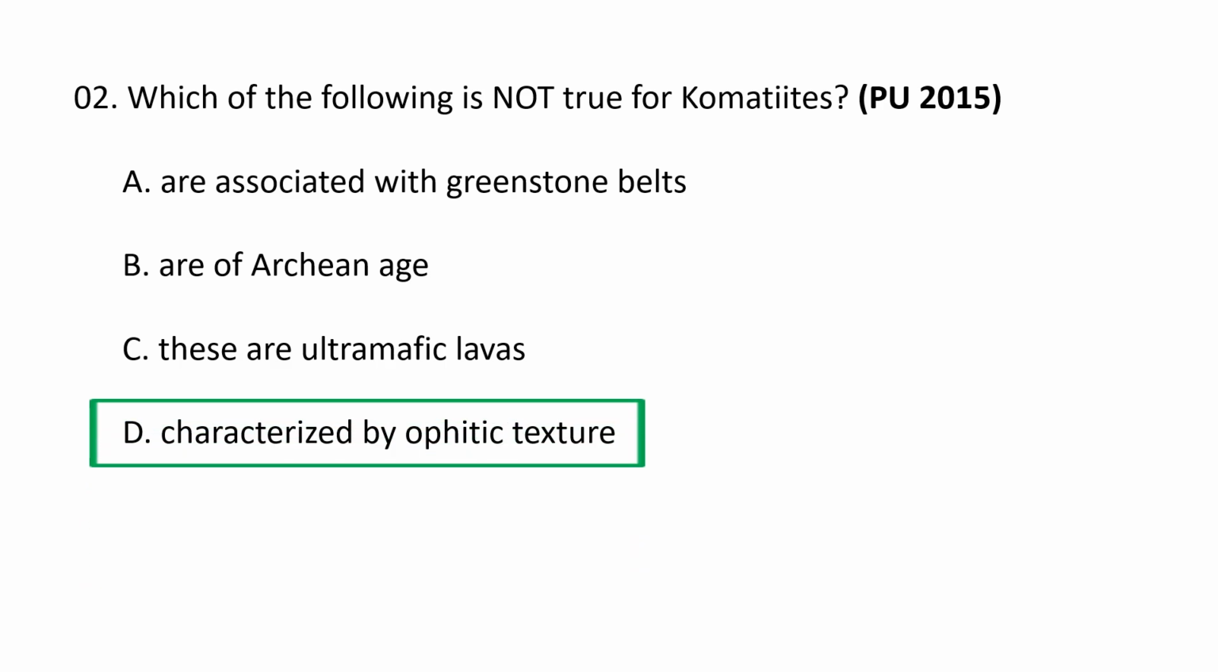Komatiites are ultramafic volcanic rocks. These are commonly found within Archean and Paleoproterozoic greenstone belts. And these are not primarily characterized by ophitic texture. Instead, they are known for their distinctive spinifex texture. Spinifex texture means it features skeletal, platy or bladed olivine crystals in a glassy groundmass. So, D, these are characterized by ophitic texture, which is not true for komatiites, is the correct option.